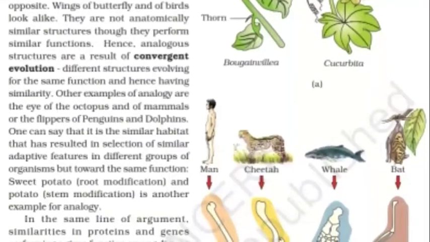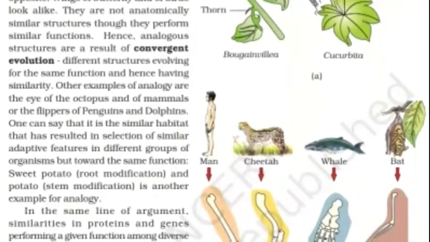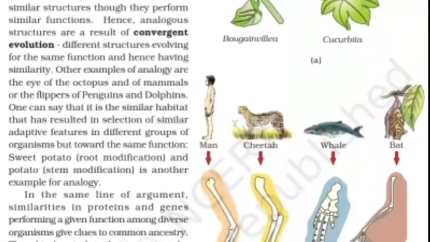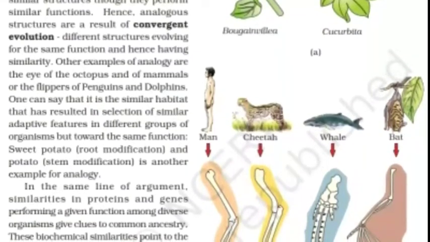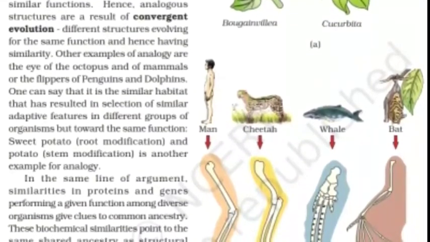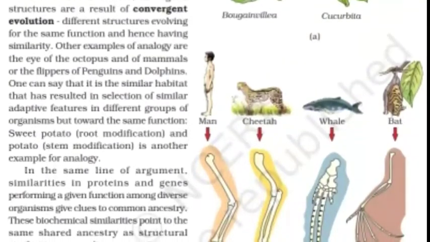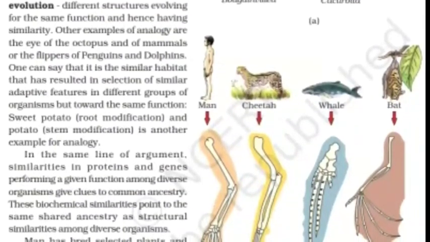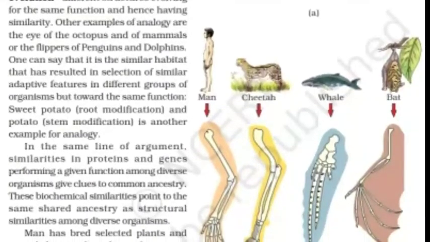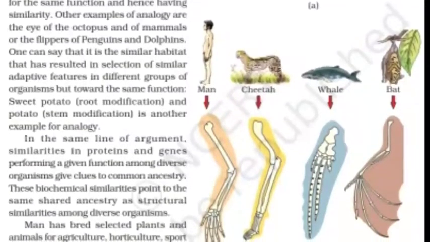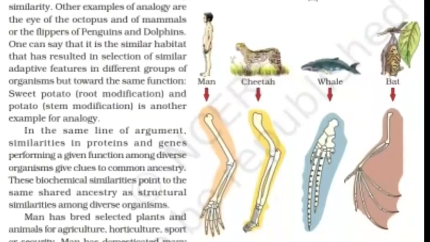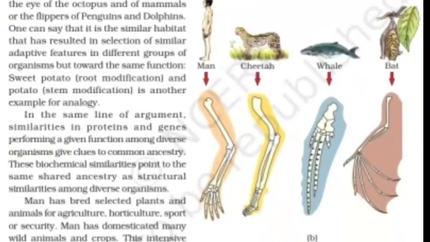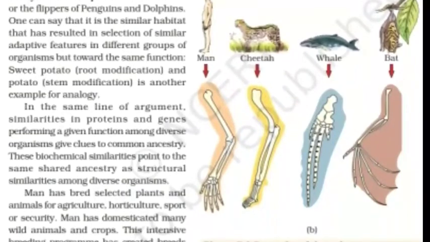Other examples of analogy are the eye of the octopus and of mammals, or the flippers of penguins and dolphins. One can say that it is the similar habitat that has resulted in selection of similar adaptive features in different groups of organisms but towards the same function. Sweet potato root modification and potato stem modification is another example of analogy. In the same line of argument, similarities in proteins and genes performing a given function among diverse organisms give a clue to common ancestry. These biochemical similarities point to the same shared ancestry as structural similarities among diverse organisms.